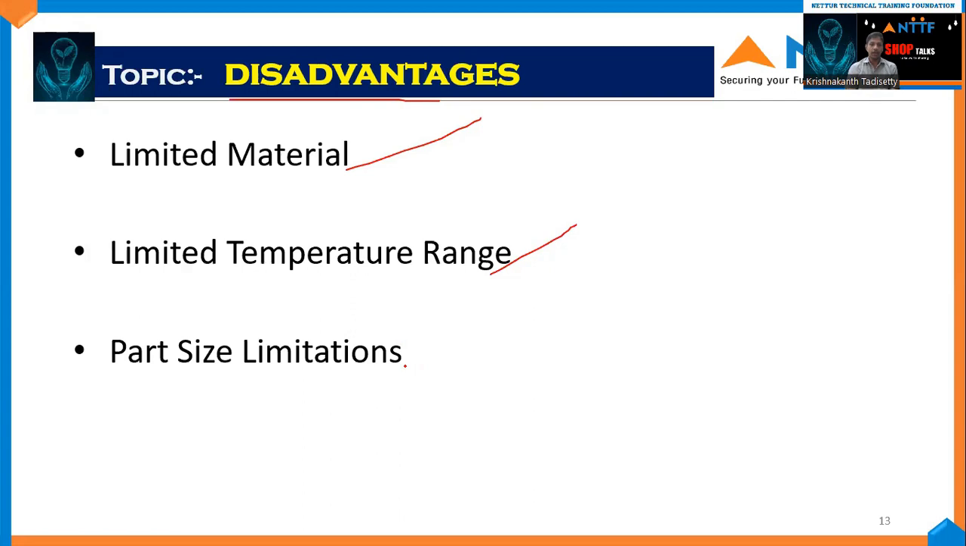And the third one is part size limitation. In the beginning of this presentation, we observed that only small and medium sized components were allowable. So we cannot produce large size components with this hot chamber molding process.